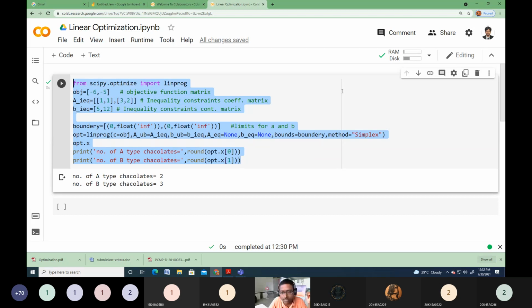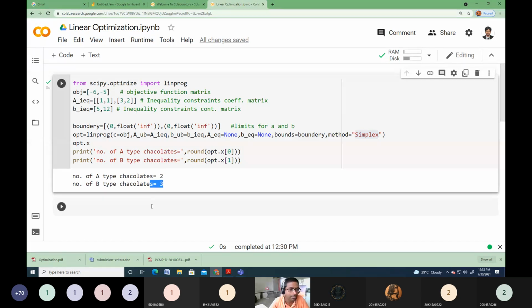So it will be easy actually, because we are using the linprog function only. If you want to directly use the simplex method, it is very hectic to write a complete Python code. So that's why we are using the linprog function. Here we are using the simplex method as a linear optimization technique. So it is giving the solution as 2 and 3: 2 A-type chocolates and 3 B-type chocolates.